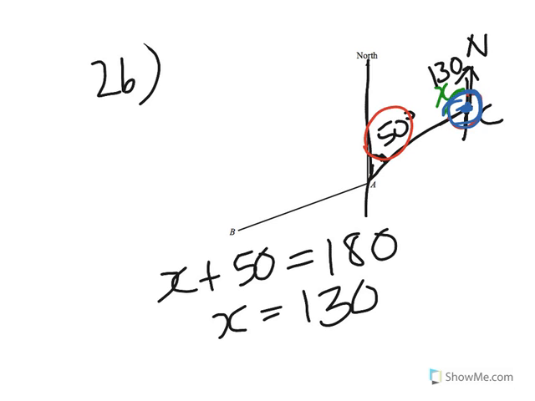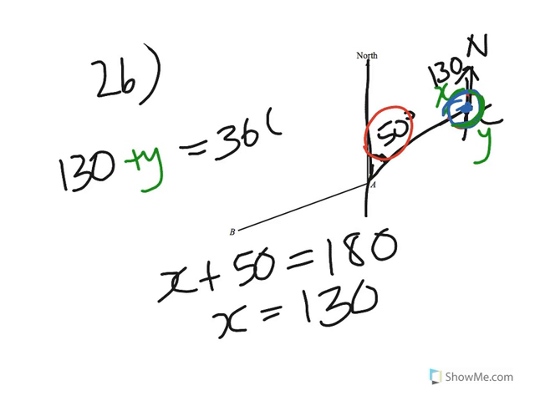Now, notice that all of these angles lie on a point, which is this point. What you know about angles on a point is they all add up to 360 degrees. So that means 130 plus, let's call this bearing angle y, which is the angle we want to find, the bearing. So 130 plus y should be equal to 360 degrees. Subtract 130 on both sides and we get y is equal to 230 degrees. So the bearing of A from C is 230 degrees.